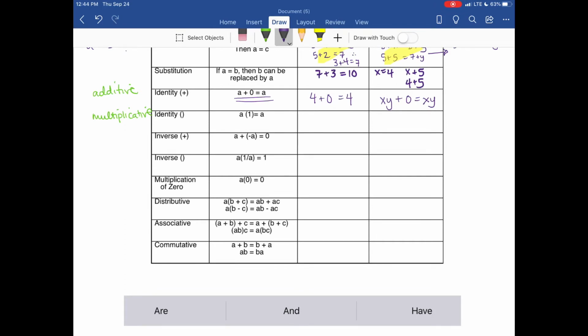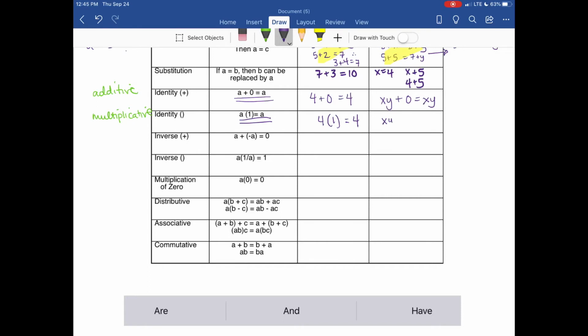So the additive identity is really 0. If I add 0 to any real number, I'm going to get that same number as a result. Multiplicative, same idea, but now we're asking what number do you multiply to any real number and still get that same number? You'll notice here, it's 1. So 4 times 1 will always result in that same number coming out.